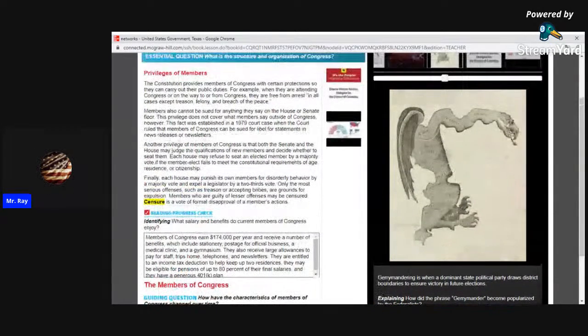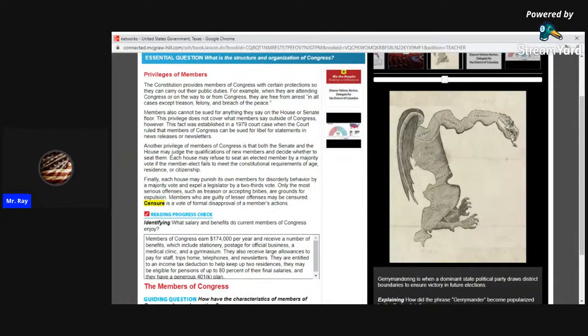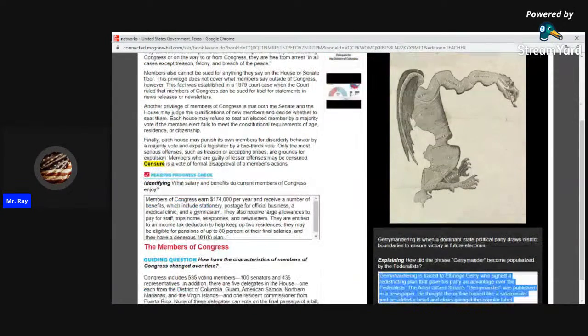What are some privileges of these members? Well, if they're going to work, they can't be arrested except if it's treason or a felony. Felony is a federal crime. A breach of peace, maybe they decide to shoot people. Okay, cannot do that. They can't be sued for anything that they say in Congress, but if it's outside of Congress, then yes. So I can't lie about somebody outside of Congress, like if I'm giving an interview and I want to say something bad about people that's not true. Of course, I can be sued, but in the Congress, whatever I say is protected.